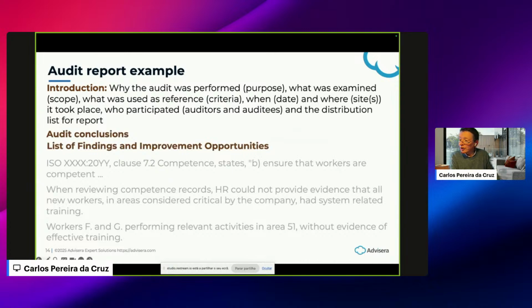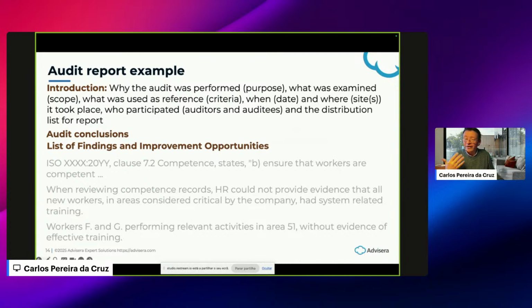Then the audit conclusions, and then a list of findings and improvement opportunities, okay? Don't forget the purpose of the audit. Your audit conclusions answer to the purpose of the audit. The audit was performed to be able to meet the audit objectives based on audit evidence, okay? After doing the audit, after evaluating all the findings against the audit criteria, what do you as an auditor conclude? So the list of findings, okay, improvement opportunities.